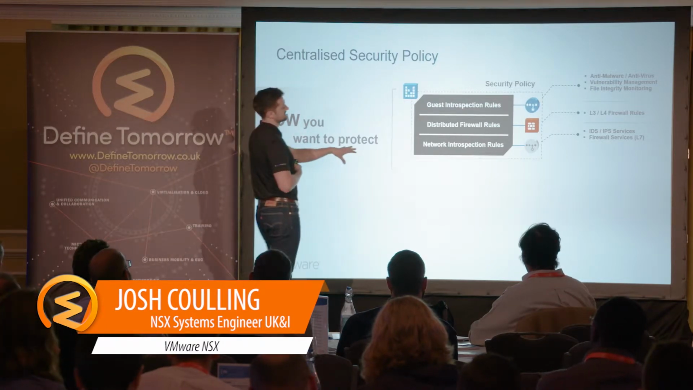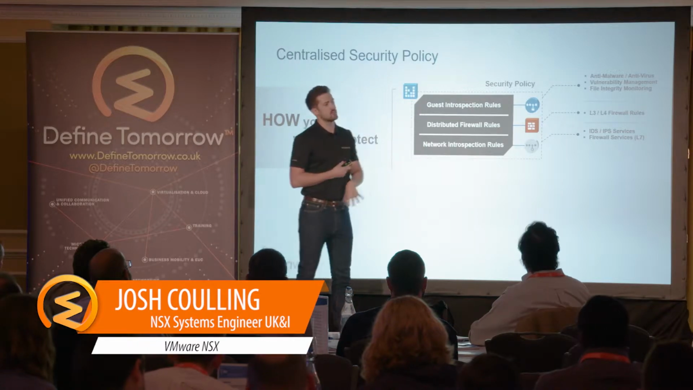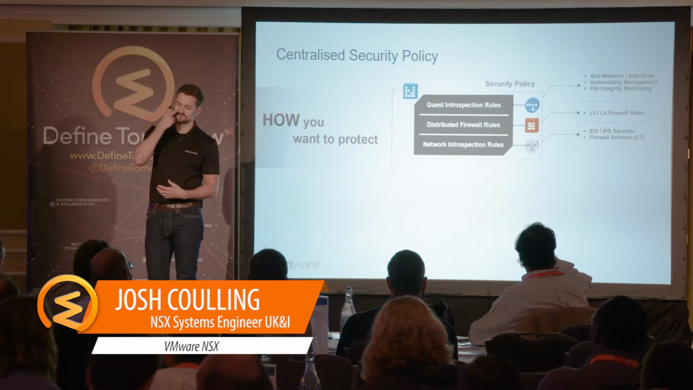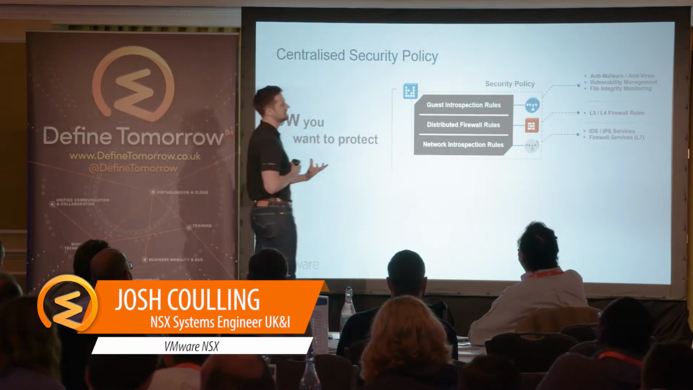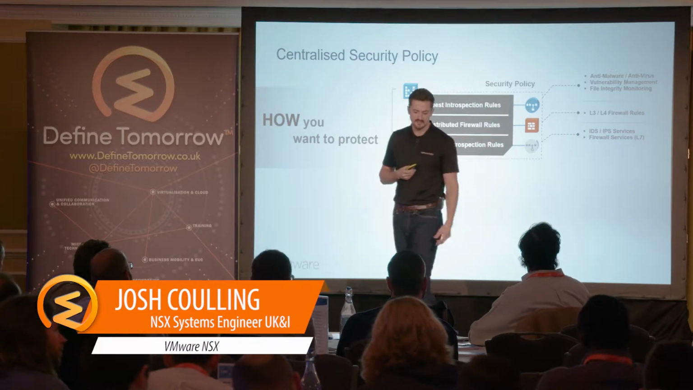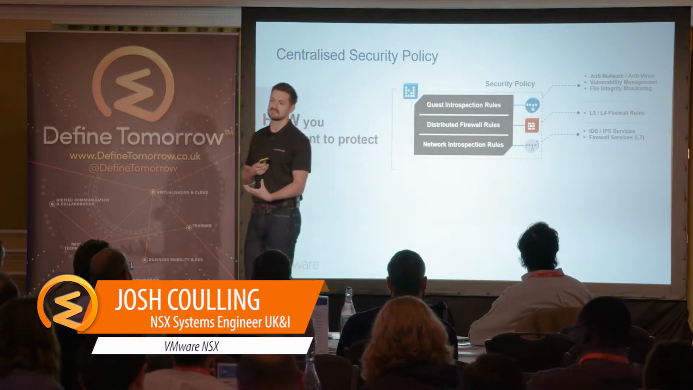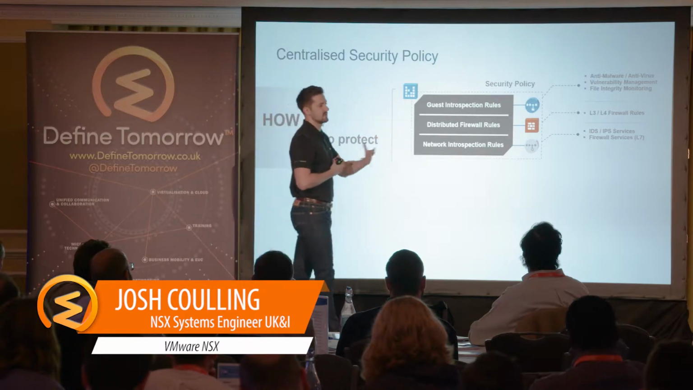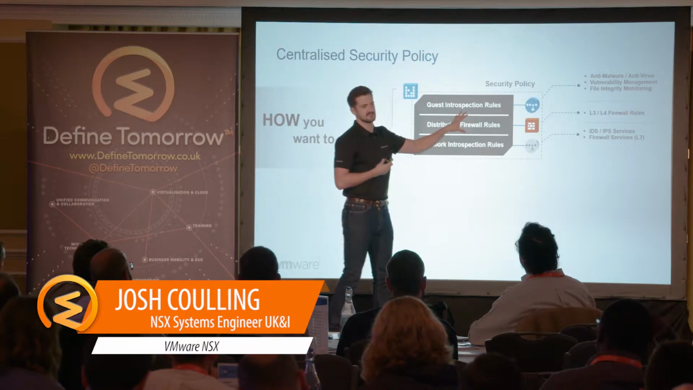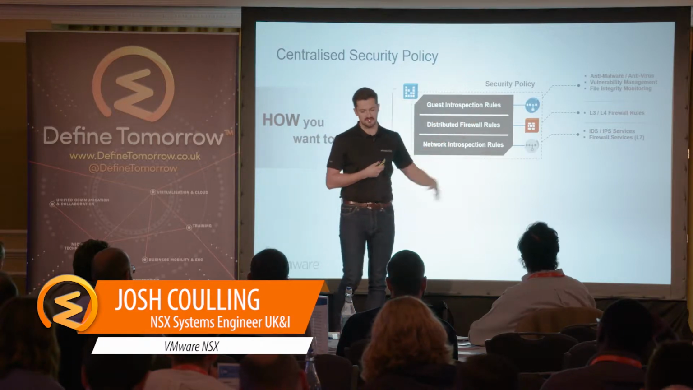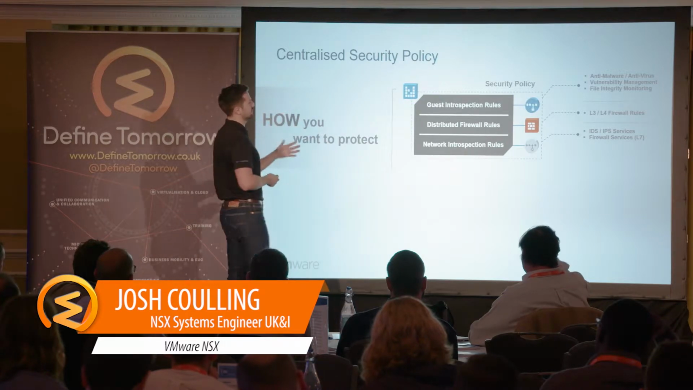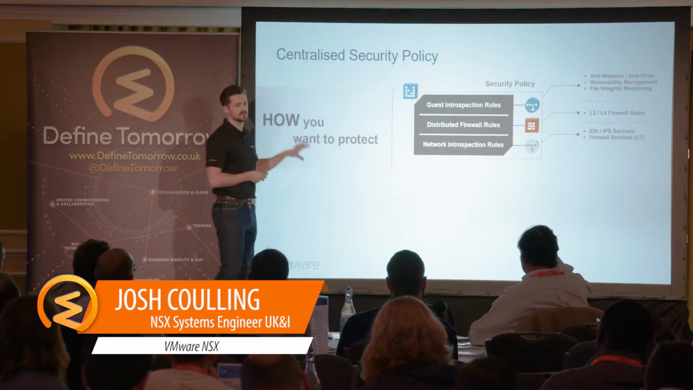And then the third part to that security policy is the second way in which we integrate with third-party vendors. That's what we call network introspection. So what we're doing with network introspection is integrating third-party services, things like IDS and IPS, or layer 7 firewall services. So using technologies from the likes of Palo Alto or Checkpoint. And we define all of this information centrally in NSX, so we can create these layers of security around each individual virtual machine.